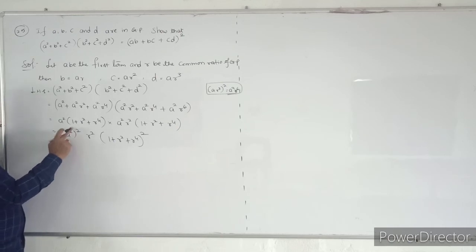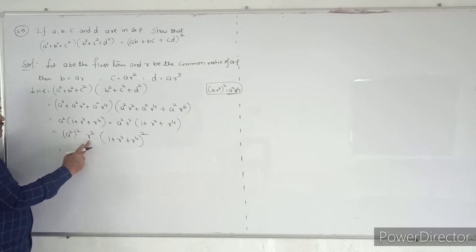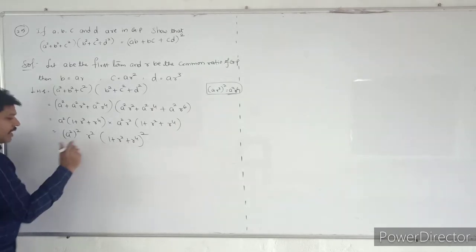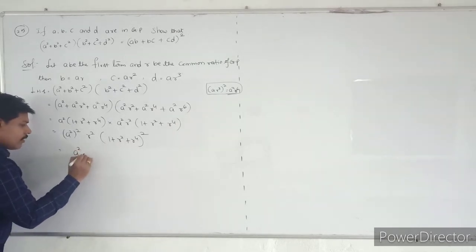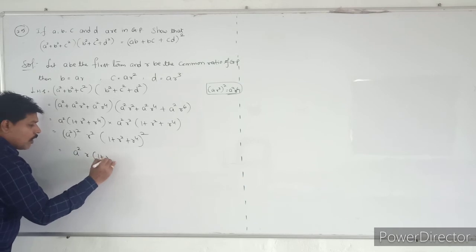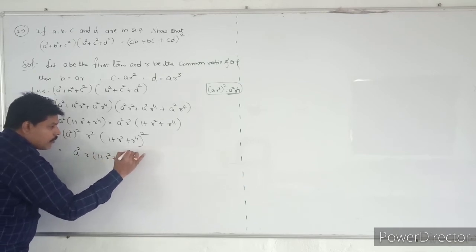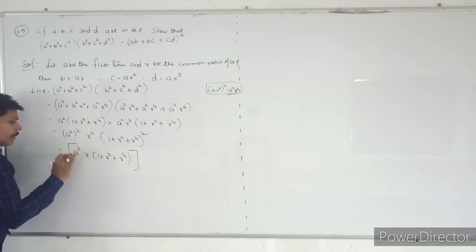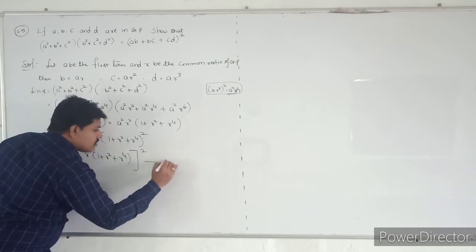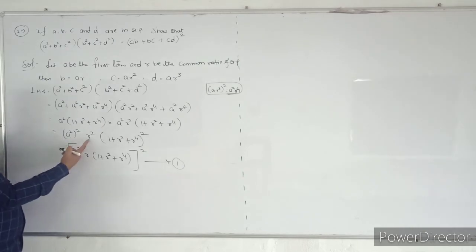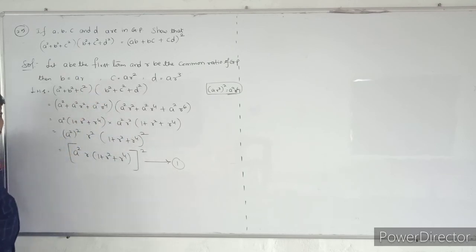So this term has a square, this term also has the square, and this term also has the square. So we can take it as a square r into 1 plus r square plus r power 4 whole square. Take this as equation number 1. All the terms have the square, so you can take the whole square. So this is the LHS value.